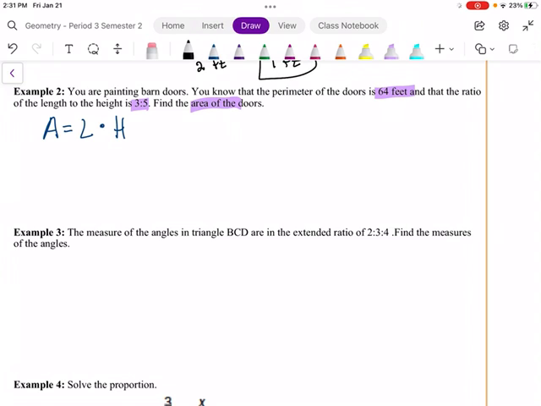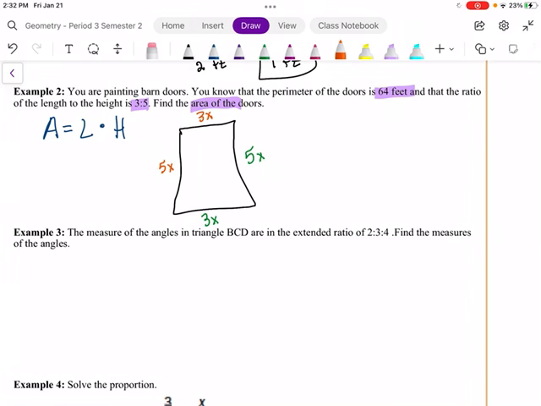So to help, we're going to start by drawing a door. And this is what we're painting. And the ratio of the length to the height is 3 to 5. So that means for every 3 feet we have over here, we're going to have 5 feet on top. But we don't know how many groups of 3 we have on the bottom or how many groups of 5 we have going up and down. So to help us, we're going to put x with that. And because this is a rectangle, we know the opposite sides are congruent.